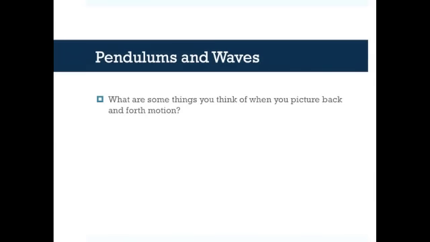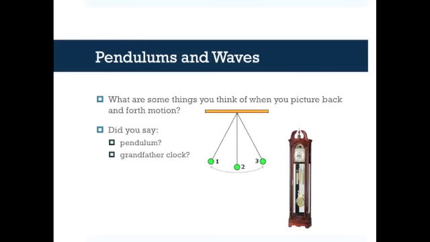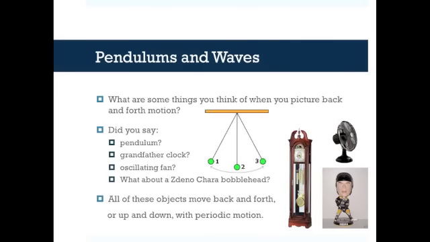Take a second to think about what comes to mind when you think about things that move back and forth. And here's some things that at least come to mind for me. Let's see if you thought of any of those things. Well, a pendulum's a pretty obvious guess, but what about that last one? That last one's my favorite. And all those things are moving back and forth with periodic motion, or in some cases up and down.